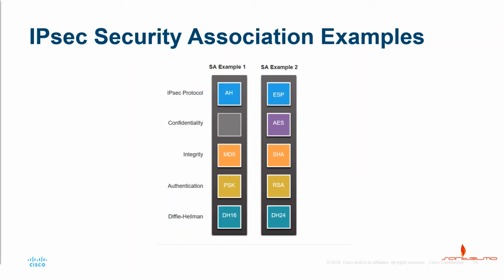So establish a shared key, authenticate each other, and negotiate the encryption parameters. If you have used an SA with this combination on router 1, just make sure on the other end you have the same combination. Notice that SA example 1 is using no encryption here. That's possible. It is allowed.